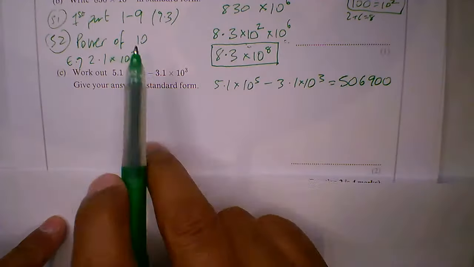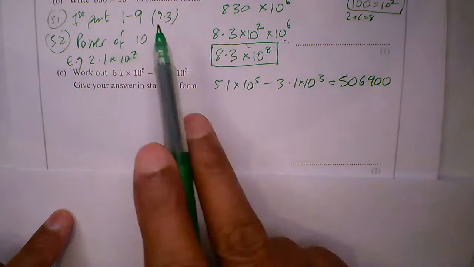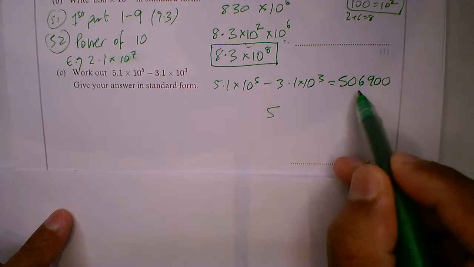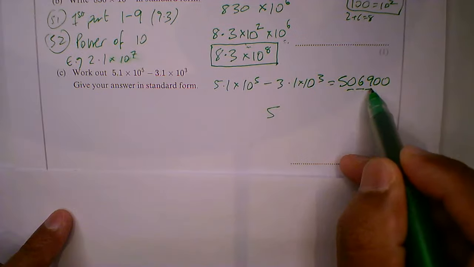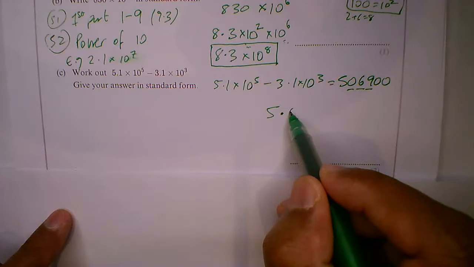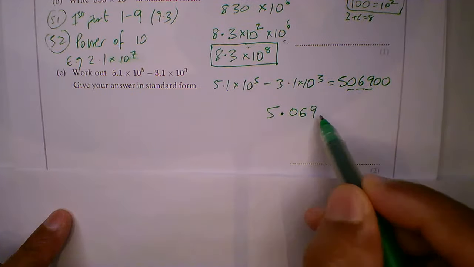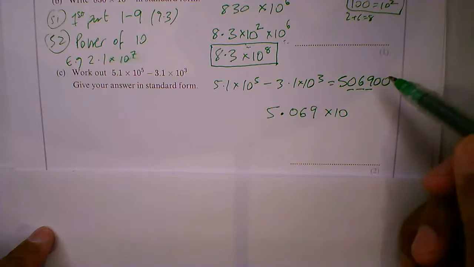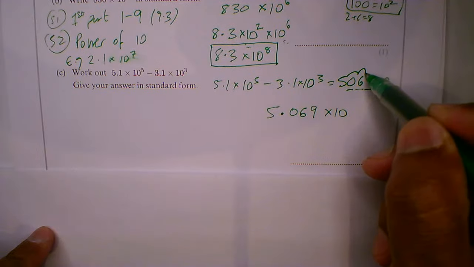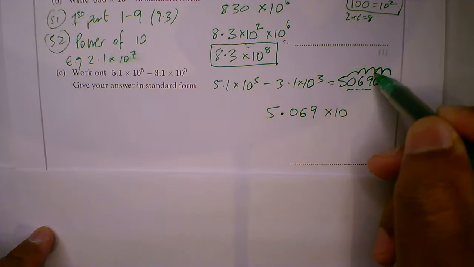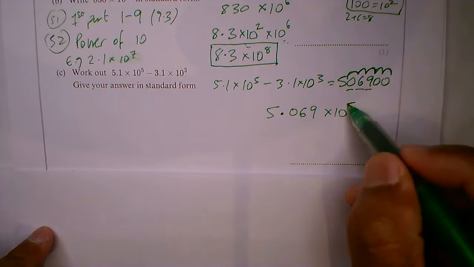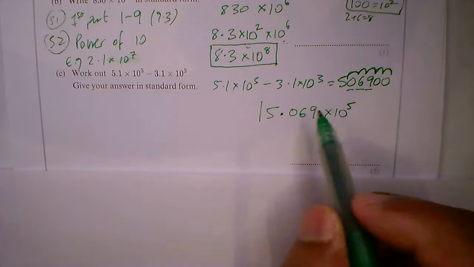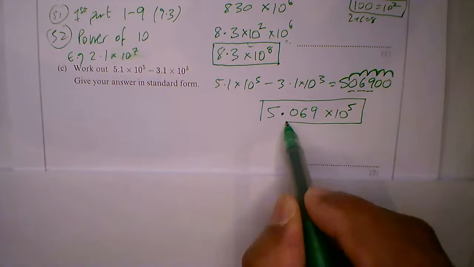So we go back again. We don't have the first part, needs to be between 1 and 9. So we can take all these digits. We have to include the other digits here, so we don't just ignore it. So this becomes 5.069. So that's now between 1 and 10. Times 10 to the power. We count our place values. 1, 2, 3, 4, 5 jumps. So 10 to the power 5. And that's our final answer. 5.069 times 10 to the power 5.